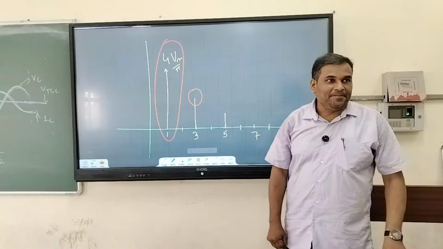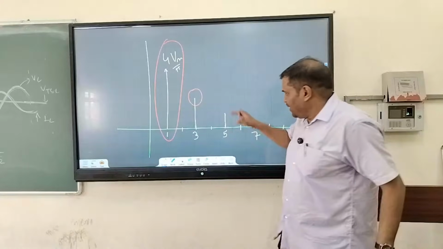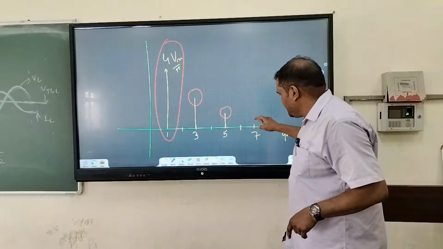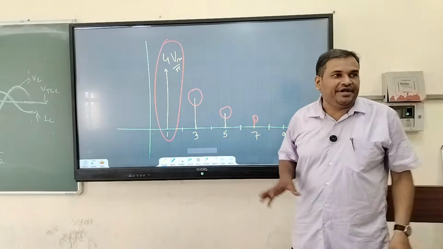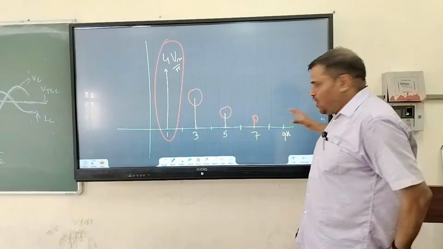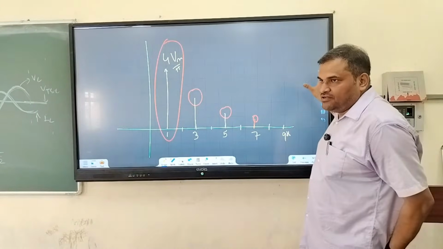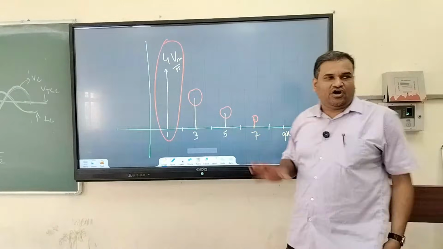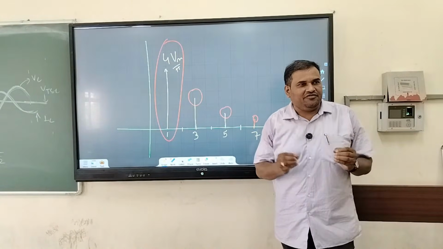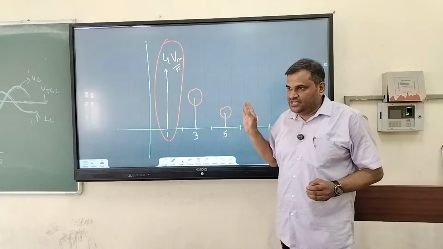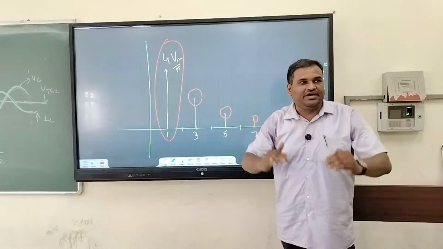What is the effect of third harmonic? That we will study. What is the effect of fifth harmonic? We will study, and the seventh harmonic, because these are the dominating frequencies. The frequencies beyond 9, 11 and 15, or beyond the 19th order, are very less effective, because with the increase in the frequency, their magnitude is also decreasing.